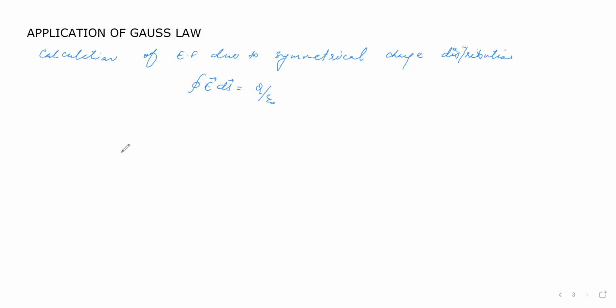Okay. The next point, which is very important to remember, is the criteria of the Gaussian surface. I mean, what are the conditions or criteria where Gauss law can be applicable? So please note it down. Criteria to choose a Gaussian surface.